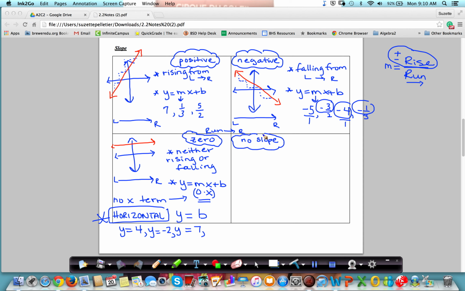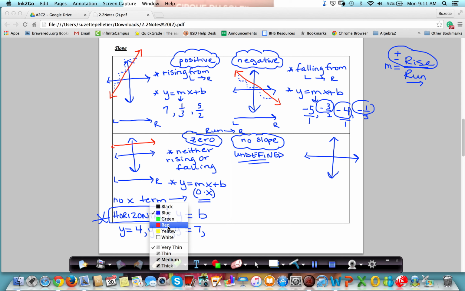No slope. We also call this undefined. Reason being, if we show you what the picture of a no slope line looks like, it's going to be going vertically. And it is impossible to describe a line that is rising and falling at the same time.